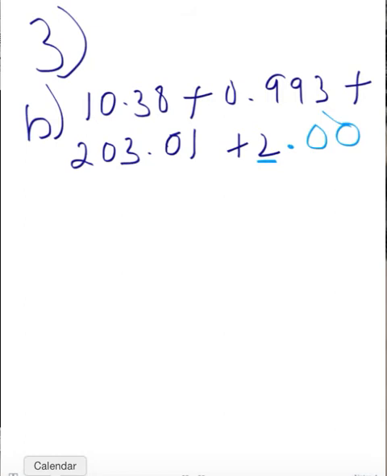Now with addition, it doesn't matter what number comes first. It can be small first or larger first, it doesn't matter. So let's start with, I'll just write it in order. We've got 10.38, first number. Next thing I do is get my decimal point ready and line it up with my other number. So now I've got 0.993. So 0, point ready, 9, and then 3.